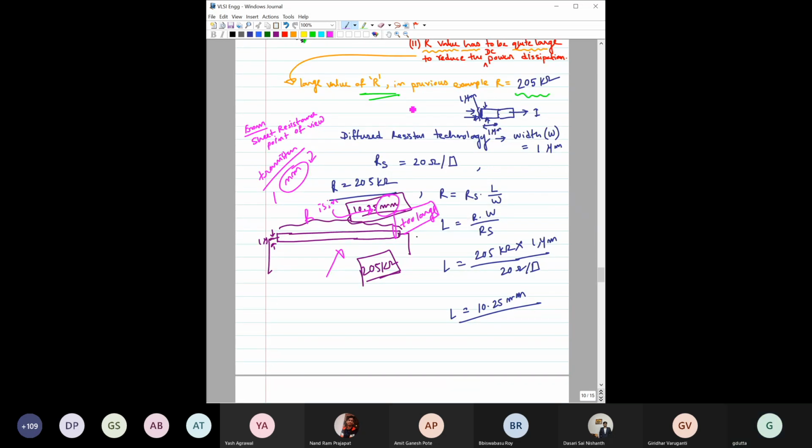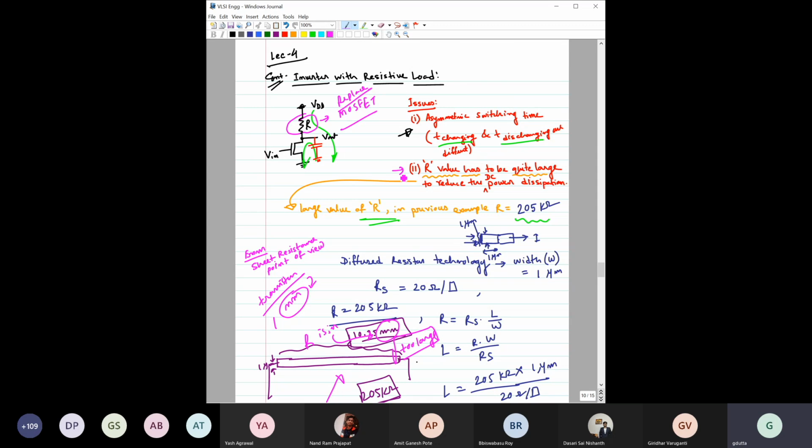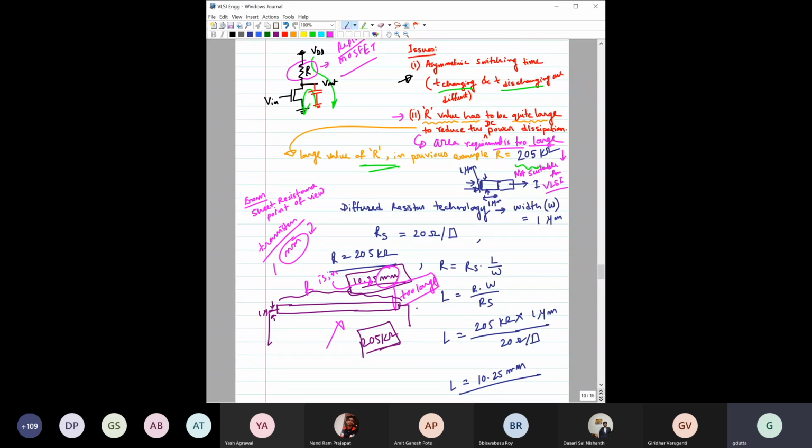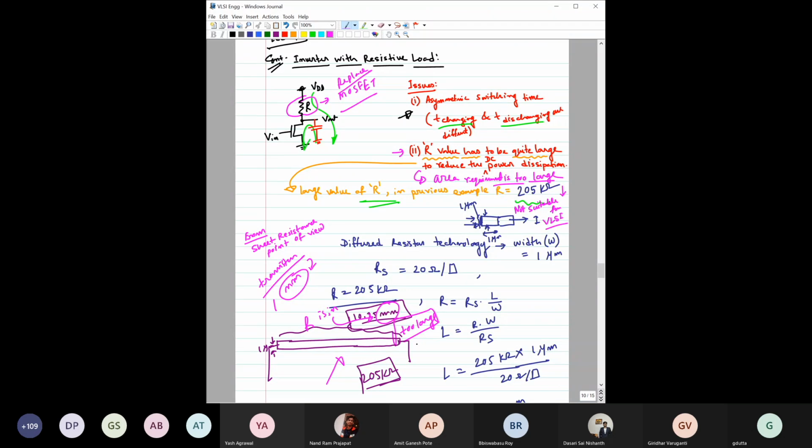Okay. Now, another issue you understand. R value too large, and too large means what is the implication? Implication is area requirement is too large, right? Then not suitable for VLSI. So remember, this is the next one. Okay, let me ask you, do you think there is any other issue with this design? Quickly.